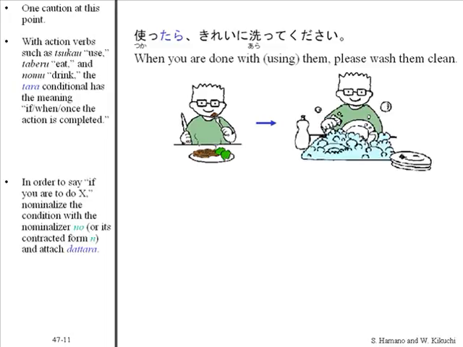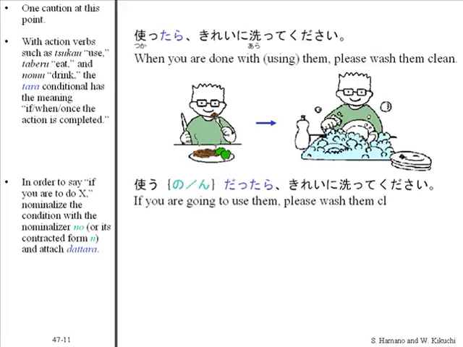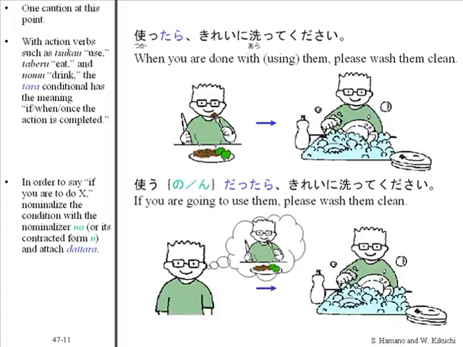In order to say, if you are to do X, nominalize the condition with the nominalizer の and attach だったら。使うんだったらきれいに洗ってください。This literally means if it is the case that you are going to do X. Can you now form a request not to participate in the right-hand event?